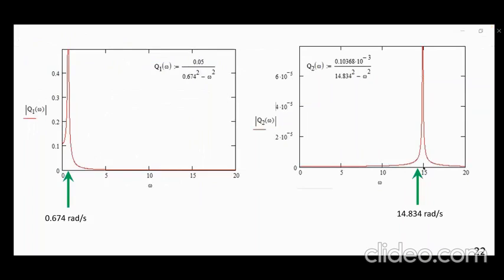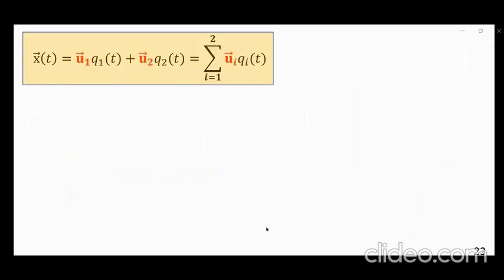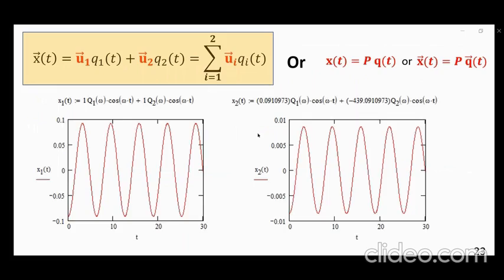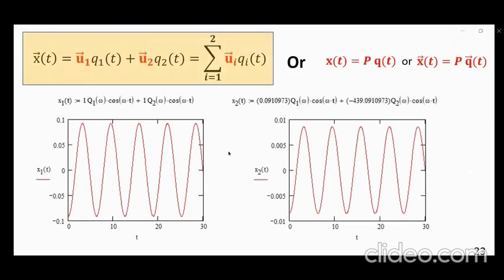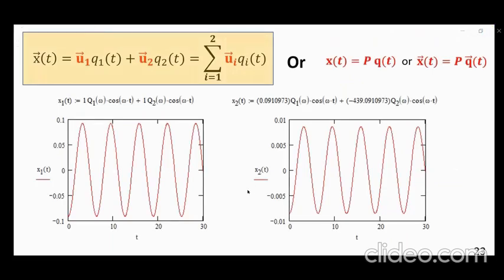This 14 point something is a little bit to the left of 15. I've drawn it a lot more to the left of 15 because otherwise you won't be able to see it. And once again, the solution came out to be like that, and it's plotted. X1 of t is plotted, X2 of t is plotted, and this is all no damping, so it vibrates up and down in a sinusoidal manner without losing amplitude.